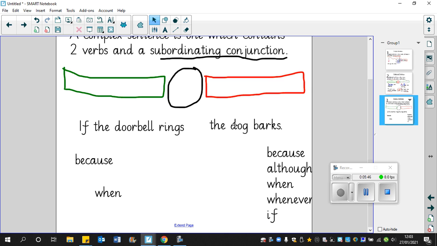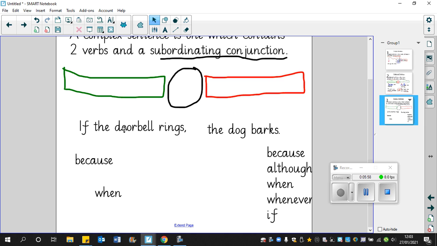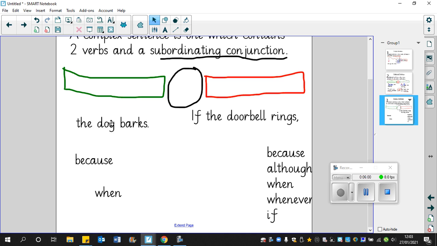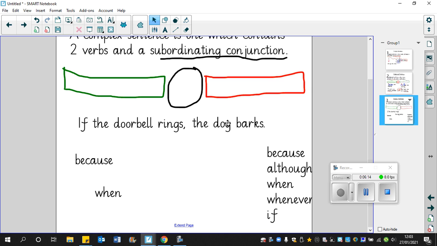But can you see the gap? What you have to do is put a comma just there. Okay, now if it's the other way round, if it's the dog barks if the doorbell rings, you don't have a comma. You don't have a comma, and you wouldn't have a full stop there. Okay, but if it's this way round, then if the doorbell rings, comma, the dog barks. We could have when the doorbell rings, the dog barks. So we could have when as well.